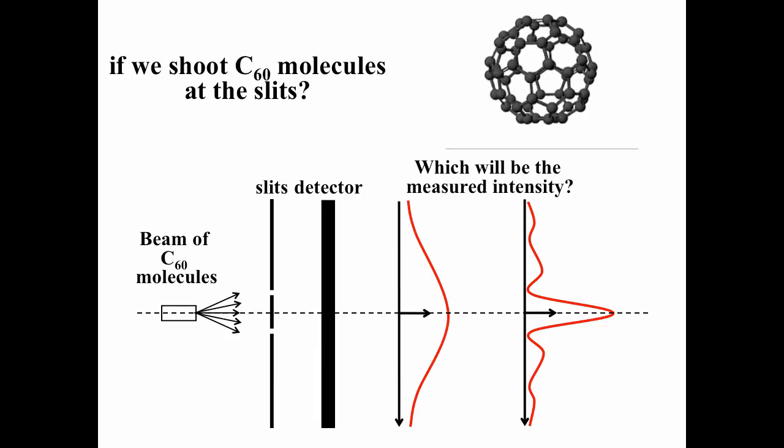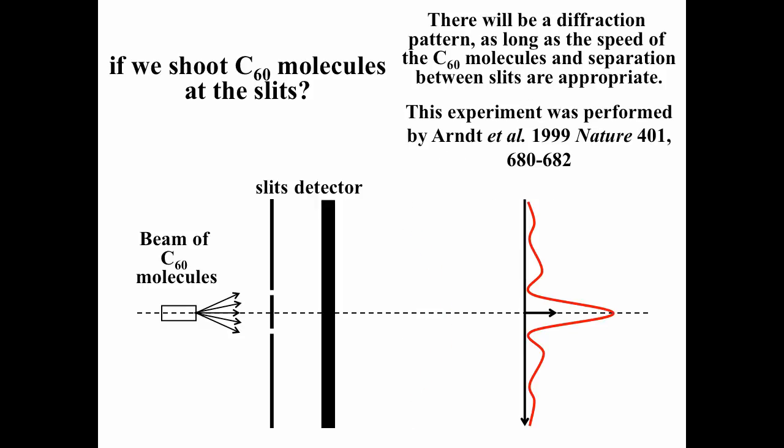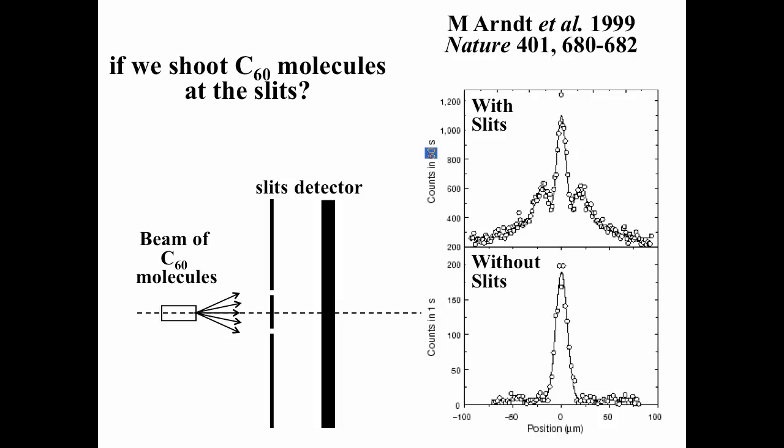We can also ask ourselves, okay, what if we shoot some C60 molecules at a slit? C60 is really pretty big, 60 carbon atoms. Well, actually what happens is, again, we can get a double slit experiment. Again, this was done, it was published in Nature. There's the citation, 1999, Nature 401, page 680 to 682. And here's the data. And so the top one is with slits, the bottom is without slits. And so again, you see the constructive interference, destructive interference. And so even C60 has wave-like properties, even something as large as C60.